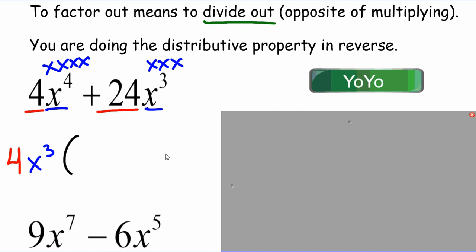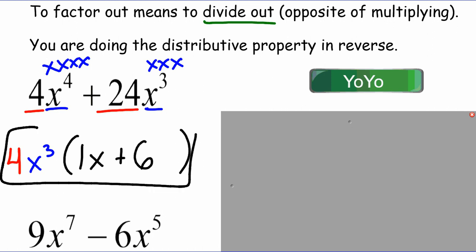That must have been out front. Now in parentheses, I need to write what would be left behind, what would have to be in the parentheses to make this my final statement. Well, 4 times 1, so this would be a 1, will make 4. This is 4 x's, so there needs to be a single x left behind. Plus 24 divided by 4, I must need a 6 here to make 24. This already has 3 x's, and I'm going to get them when I distribute it, so this would be my answer. 4x cubed times (x plus 6).